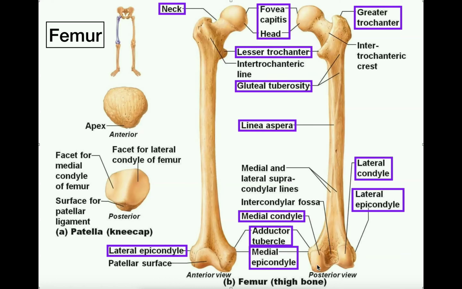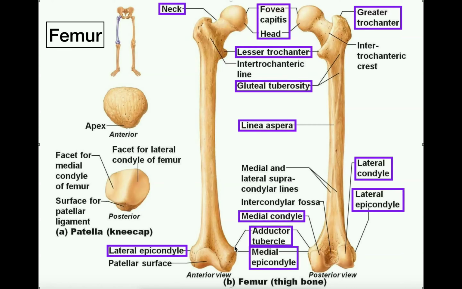You could consider the condyles more central, whereas the epicondyles are more lateral and medial. Okay? And then there's kind of a point right here on the medial side of the femur called the adductor tubercle. Some of the hip adductor muscles are actually going to attach right there, but that's a little bit less important.